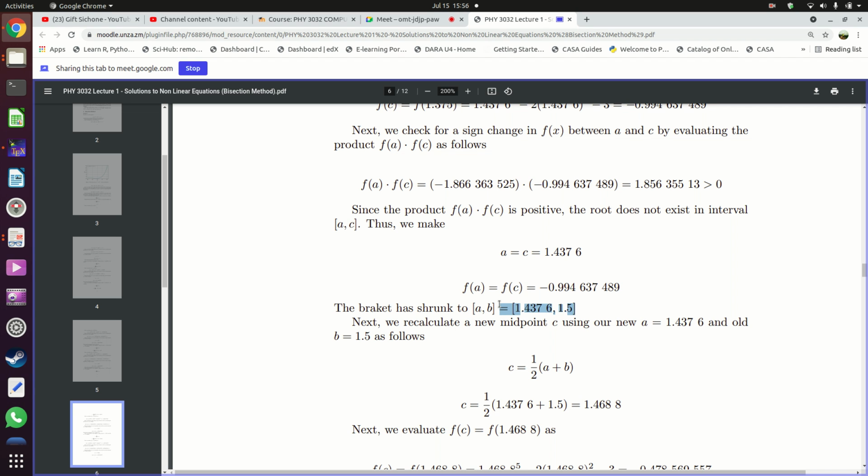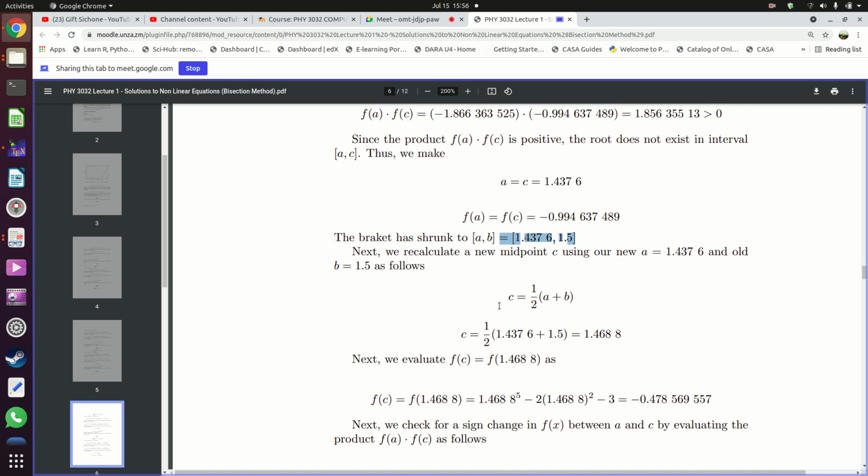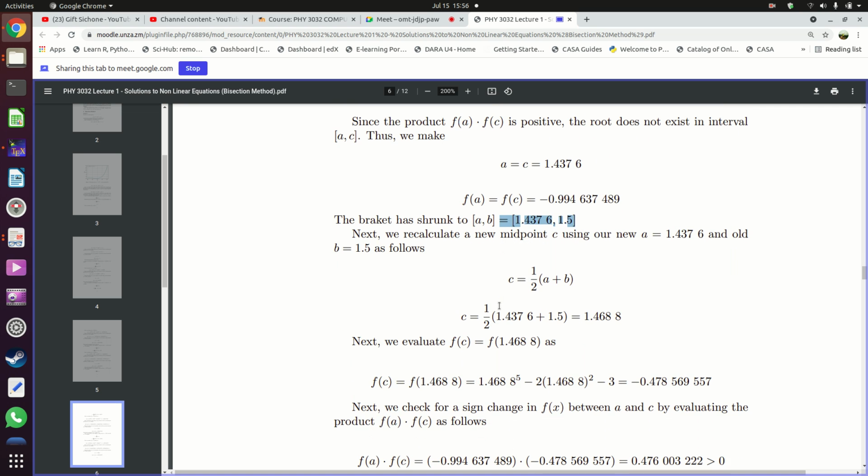You keep on doing this. The other thing you notice is that if your bracket is too big, it means that you have to do this more. It's more time consuming to do. So you need more steps, more repetitions. So you always have to start with a bracket which is fairly small. Even in our case where we started with a bracket of 0 to 2, you can see how many steps we have gone through.